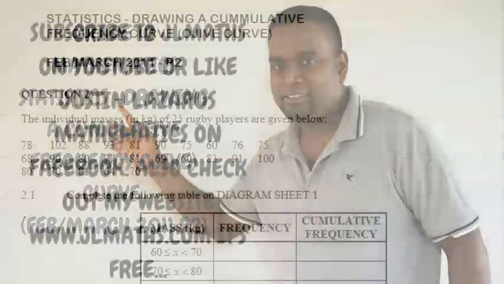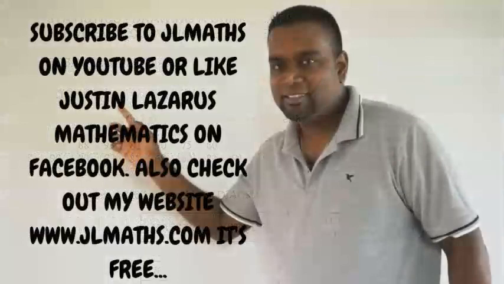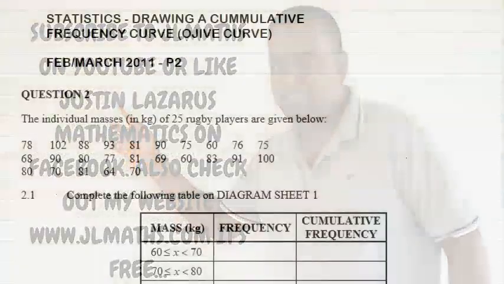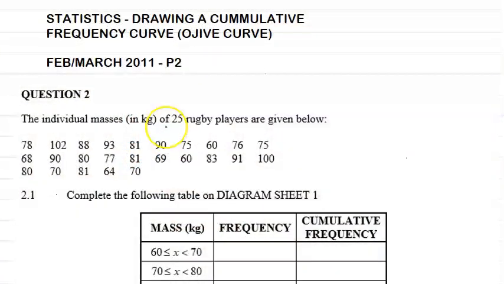Today we're going to be looking at statistics: drawing a cumulative frequency curve, an Ojive curve. In a previous video, I looked at the interpretation of the frequency curve. The question that I'm going to be looking at today is from the February-March 2011 paper 2.